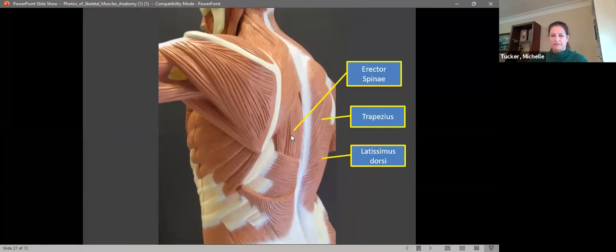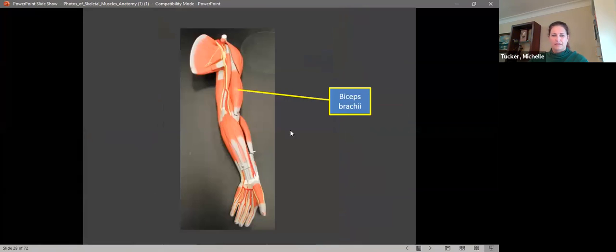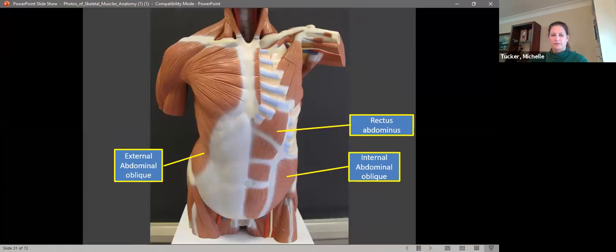So here you can see erector spinae. So these are just really good with identifying all of them. On our model, again, this is on the front side. This side is superficial. So we have pectoralis major here, and we have our external obliques over on the superficial side. On the deep side, we've cut away.